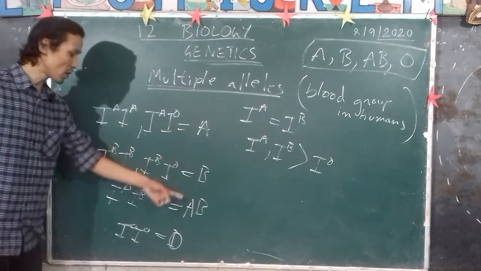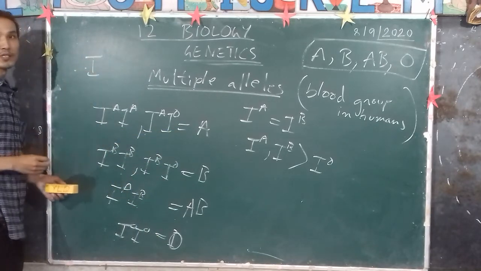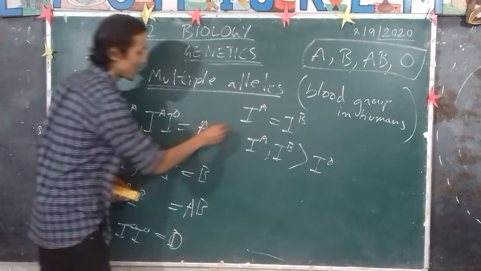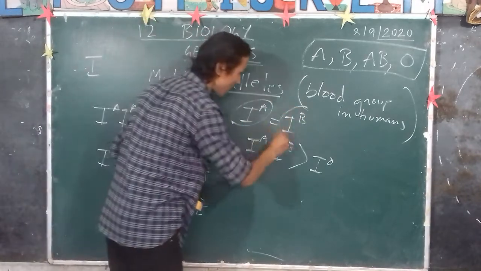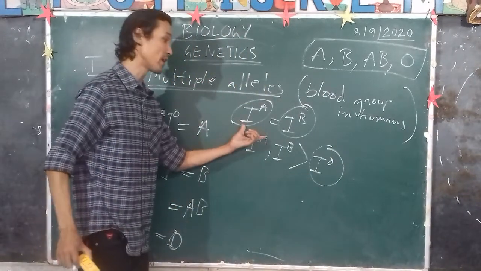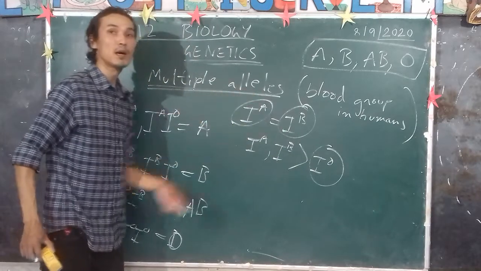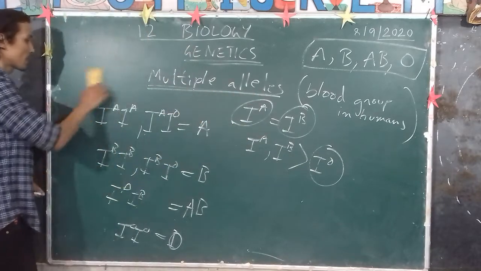So all these blood groups are controlled by a single gene I, which exists in multiple forms, that is IA, IB and IO. So you don't get two pairs of genes, but rather you're having three different forms of genes, and this comes under multiple alleles.